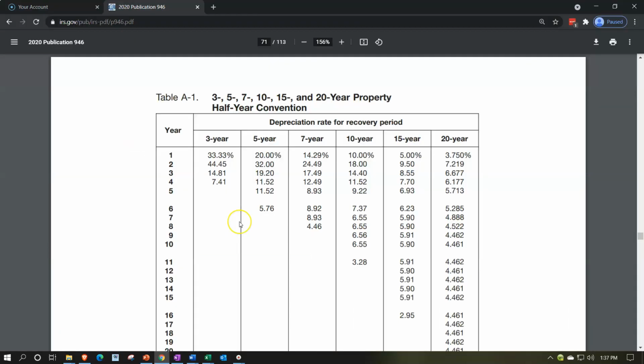So let's do our calculation for the depreciation. Now, you could look at the publication on the IRS website. You can look at Publication 946 to get more information on the depreciation.